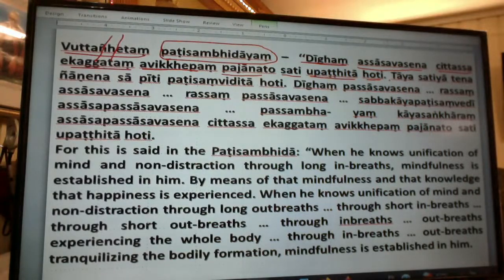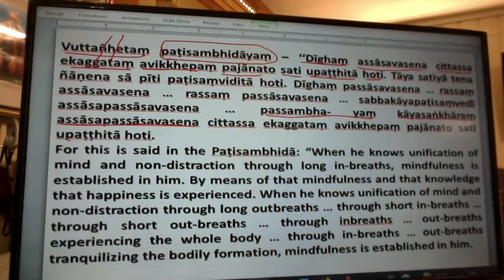Sabagaya badisamvedi asasa wasena chidasa ekagadam awikebam pajanato sadi ubatita hodi daya sadiya tena jnanena sabidi padisamvidita hodi. Similar, huh? Like that. Okay. And then another step. Pasambayam kaya sankharam asasa pasasa wasena chidasa ekagadam awikebam pajanato sadi upatita hodi.